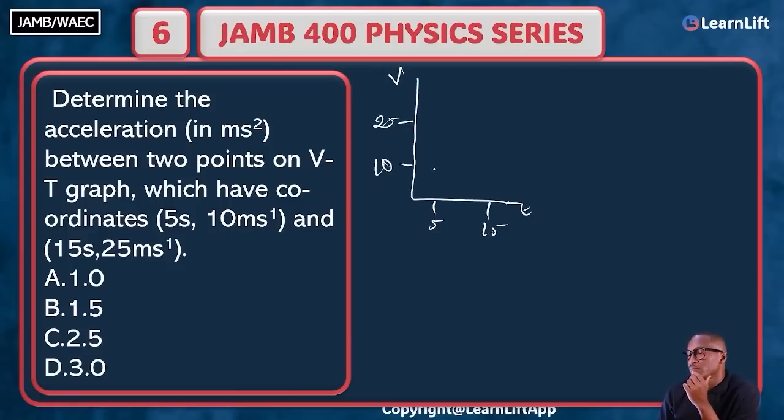So we can do it like this and do it like this. If you plot that graph, it's a straight line graph. So this is practically the acceleration. Here is the slope. Hope you know the acceleration here.